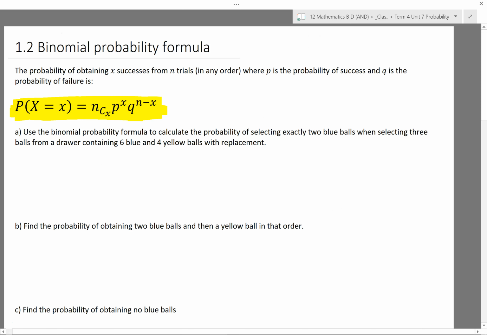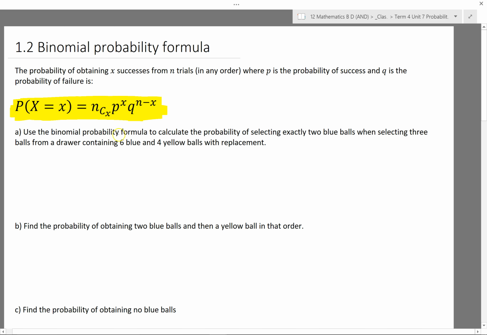So binomial probability formula, we all love a formula. The probability of attaining x successes from n trials in any order, where p is the probability of success and q is the probability of failure, is given by that formula. It looks like a pretty nasty formula, but we'll get through it. So let's have a look at it in practice.